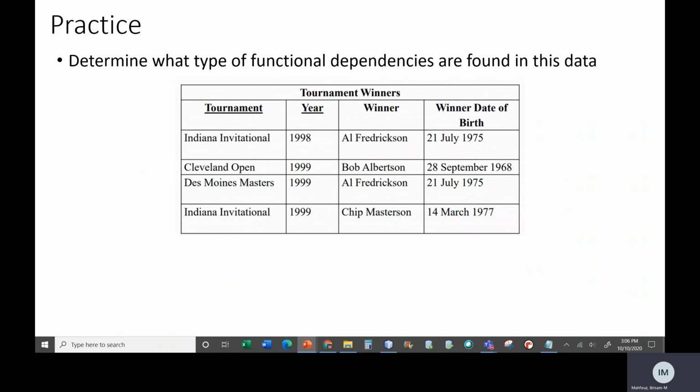So let's practice. You might want to pause this video and answer the question yourself and then unpause it. But basically, I want to know what type of functional dependencies are found in this data. So here I have a table that shows some tournaments, the year the tournament was played, who the winner was, and the birth date of the winner. And I have two columns that are primary key. So I have a composite primary key.